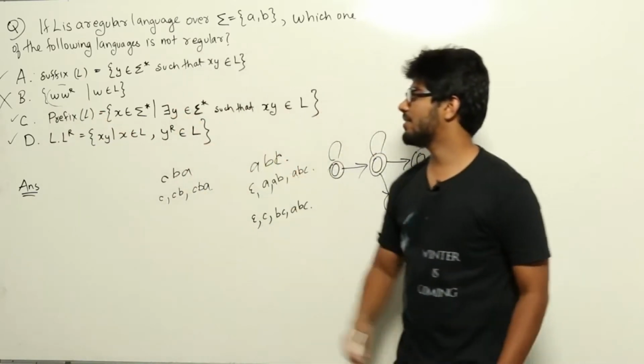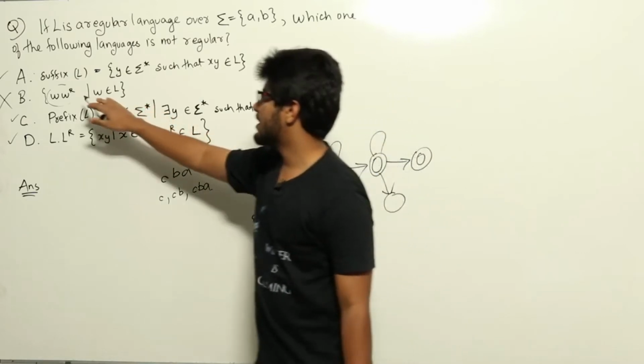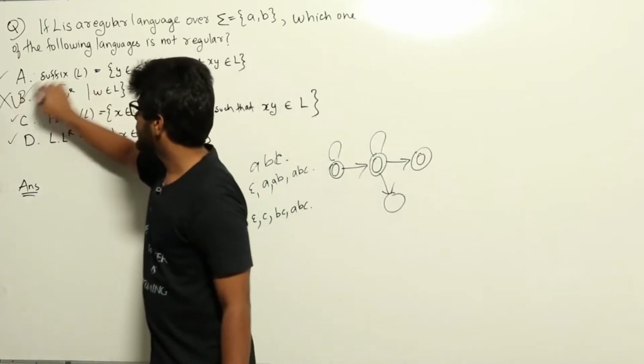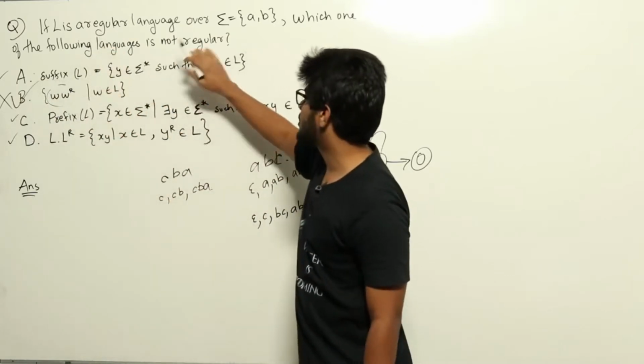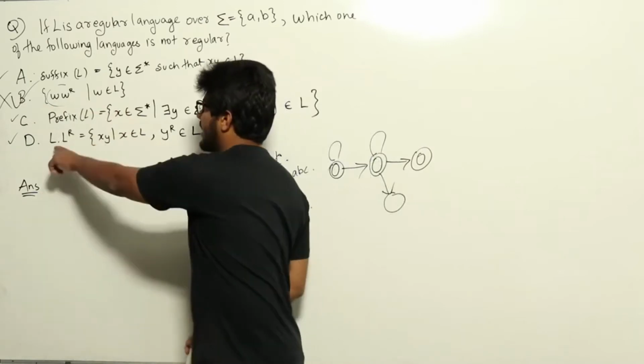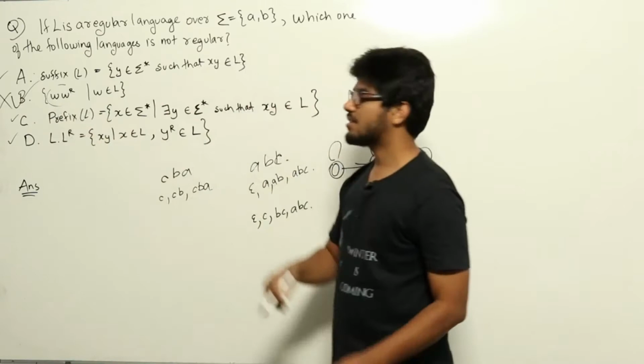Now for checking that, we will need an infinite amount of memory and we will need a stack. So this is a context free language actually, this is not a regular language. So option B is the right answer for the question. They were asking which of the following is not regular. You need to understand that the language W reverse and L concatenated with L reverse is not the same language, this is a different language. B is the right answer here.